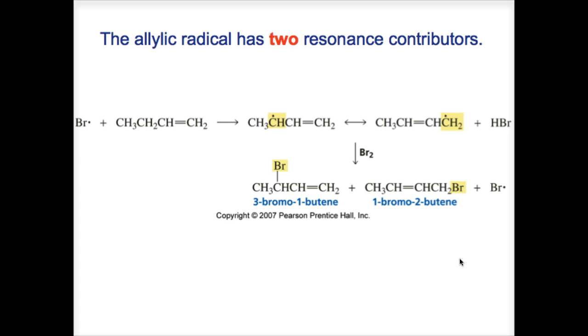Unlike the previous slide, in this reaction, the groups attached to the two sp2 carbons of the allylic radical are not the same in both resonance contributors. So two substitution products are formed, as you can see. And it looks like both of them are correctly written on the slide. So let's go to the next slide.